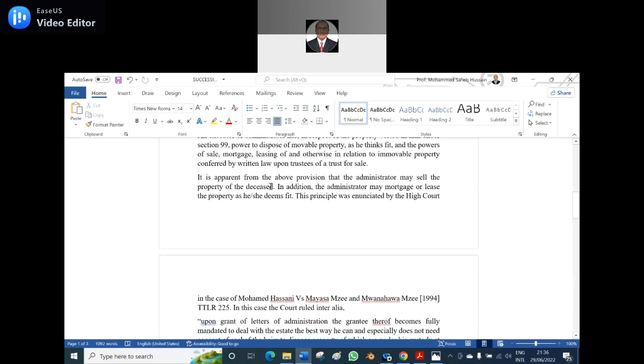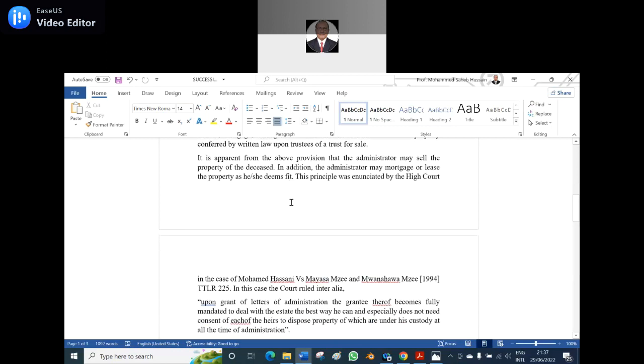So now it is apparent from the above provisions that the administrator may sell the property of the deceased. Yes, but without any reason he could not sell it. If it is a benefit for the beneficiaries or it will benefit the heirs, yes, it can be sold. In addition, the administrator may mortgage or lease the property as she deems fit. Yes, if it is deemed fit, the property can be mortgaged or leased. If it is for the benefit of the heirs, then he can do so.